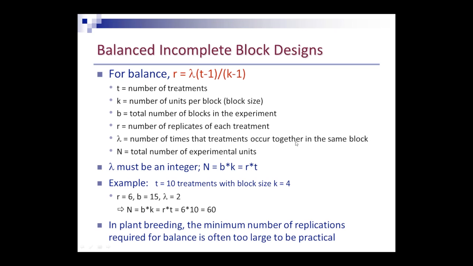And then we have these other constraints here that the total number of plots has to be the product of the total number of blocks times the block size, which has to be equivalent to the number of complete replications times the number of treatments. So for example, if you have 10 treatments and a block size of 4, that would lead to the result that you'd have to have 6 replications. Lambda would be 2, so each pair of treatments would occur together twice throughout the experiment, giving you a total number of 60 experimental units. So in plant breeding, generally, the minimum number of replications that are required for balance is often too large to be practical.